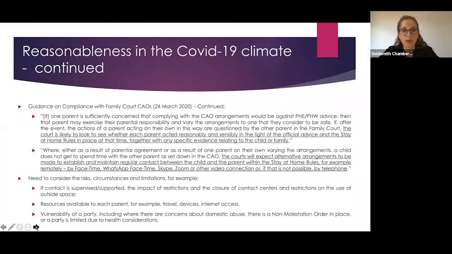It's also important to look at the vulnerability of a party, for example, where there are issues or concerns about domestic abuse, where there are health considerations which make certain recommendations for contact unsafe, and also where there may well be a non-molestation order in place, which means that video contact can't be facilitated or telephone contact can't be facilitated. These are all things that need to be borne in mind when looking at the reasonableness of a party's actions.